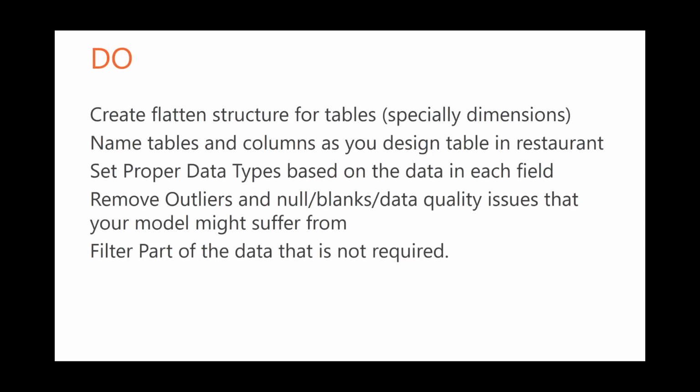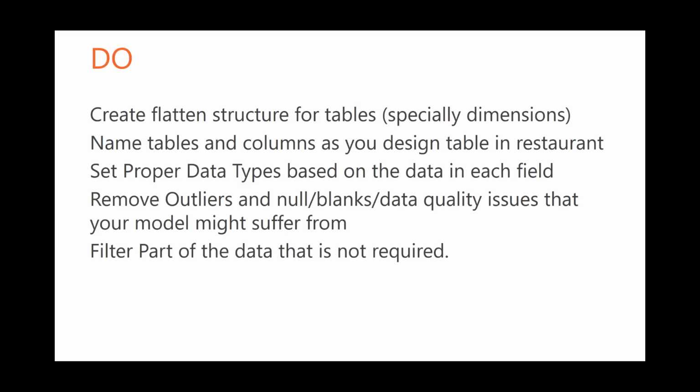Create a flattened structure, especially for descriptive information that is related to each other, like product category, product subcategory, product. These can all be combined into one data set, one query like product, and name tables and columns exactly as you are designing this model to be served to your user. Think about your user when you are modeling that.